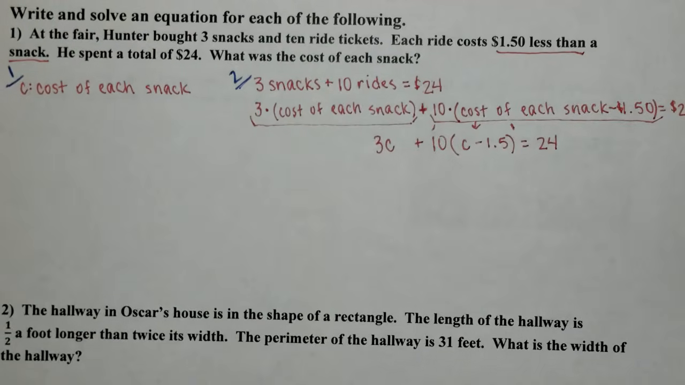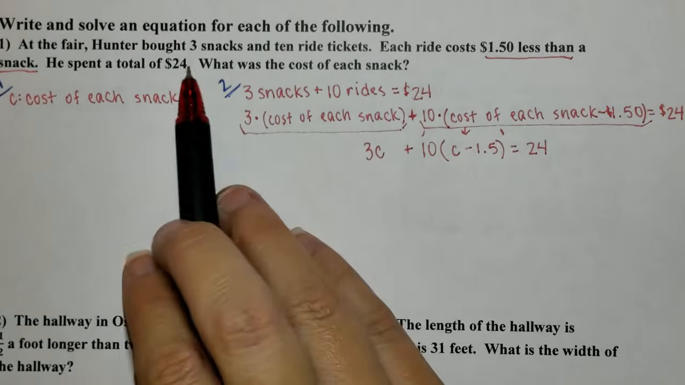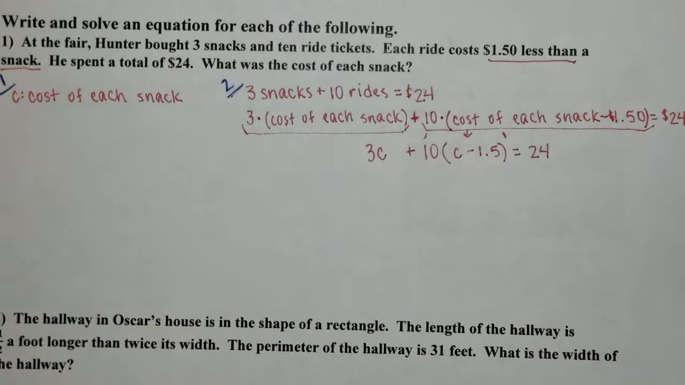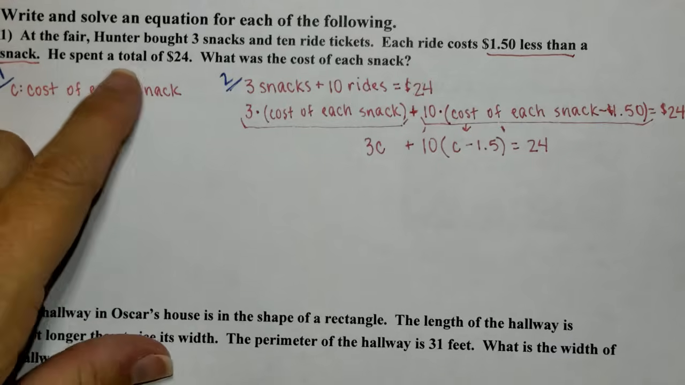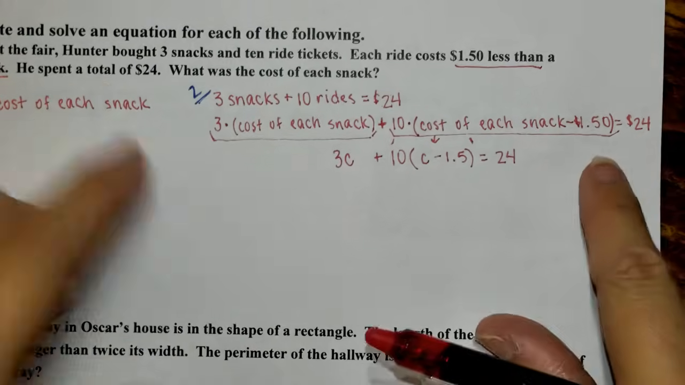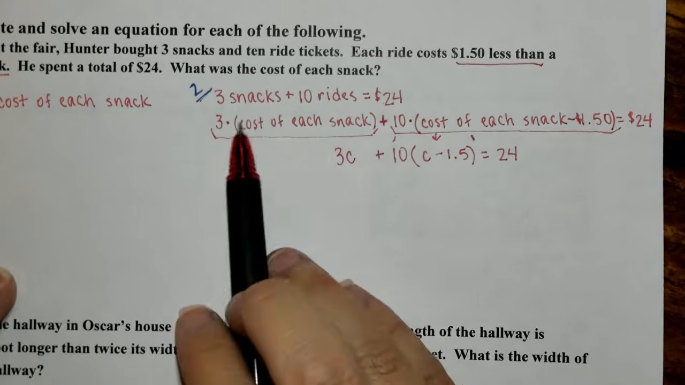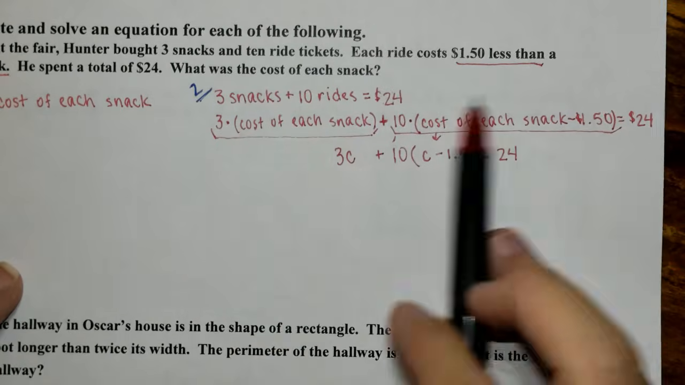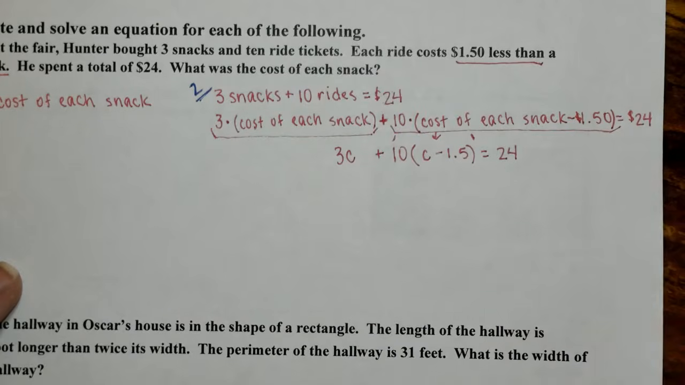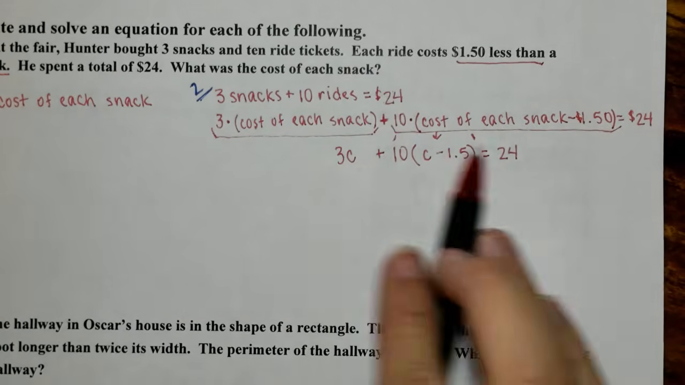When I'm setting up an equation, a lot of times I want to find either the total, or if I'm told that 2 things are the same, then I know I'm going to set them equal to each other. If I'm given a total, I know that's just going to be equals my total, and then I have to determine what makes up my total. In this case, the cost of the 3 snacks and the cost of the 10 rides are going to make up that $24 altogether. That's how I come up with this equation.